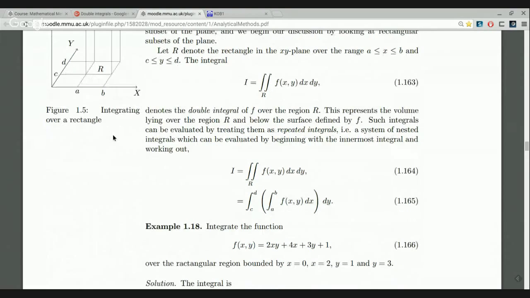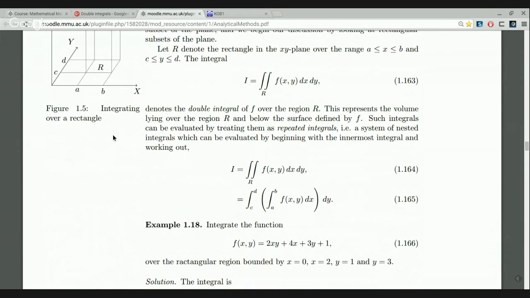Well, how are these things actually evaluated? They're also called repeated integrals, or at least the form of the expression in equation 165 there is a repeated integral. It's one integral nested inside the other one. Here it's written with the dx integral on the inside. Now we're picking up some of the notation from figure 1.5. This rectangle goes from a to b on the x-axis and c to d on the y-axis.